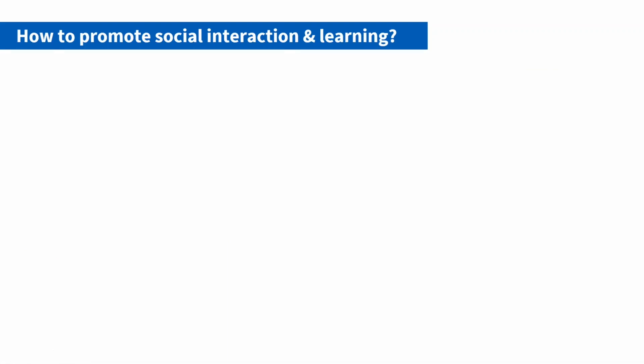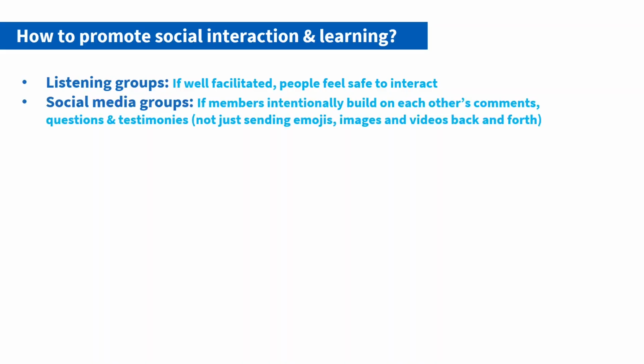When you discuss the interact with others question during an Eyes for Impact session, it can be helpful to know what types of things can promote authentic interaction. Here are a few examples. Listening groups. If well facilitated, these can help people feel safe to interact and learn from one another. Social media groups. If members intentionally build on each other's comments, questions, and testimonies, and do not just send emojis, images, and videos back and forth, this can have a powerful social learning effect.